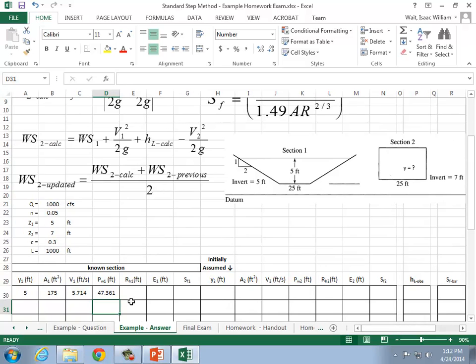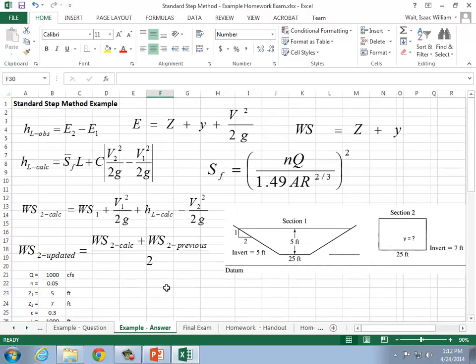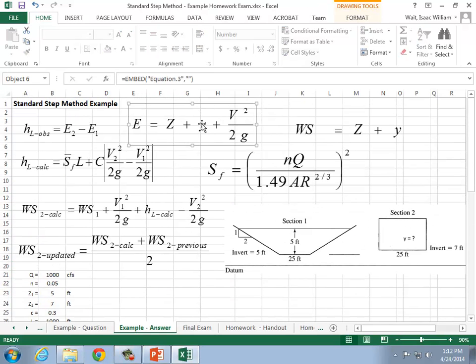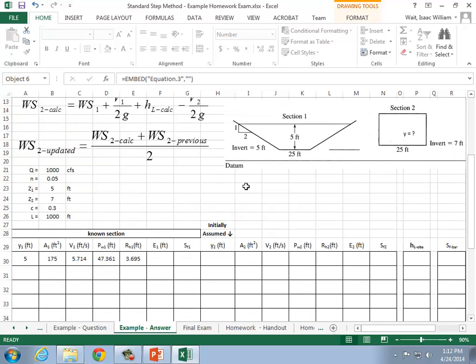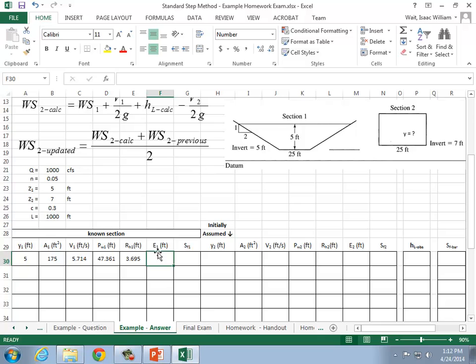So that gives me the wetted perimeter. The hydraulic radius is the area divided by the wetted perimeter. The energy at 1 is going to be, you can see here from the formula for energy, the depth, the elevation above the datum, and the velocity head. So we'll put those 3 components into the energy at 1. It's the depth, the elevation above the datum, Z1, anchoring that, and then the velocity head. So V squared divided by 2g.